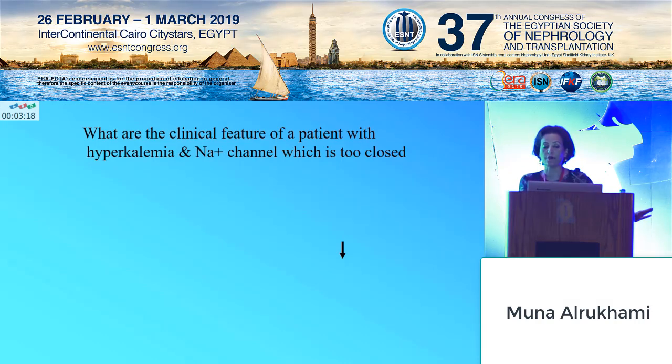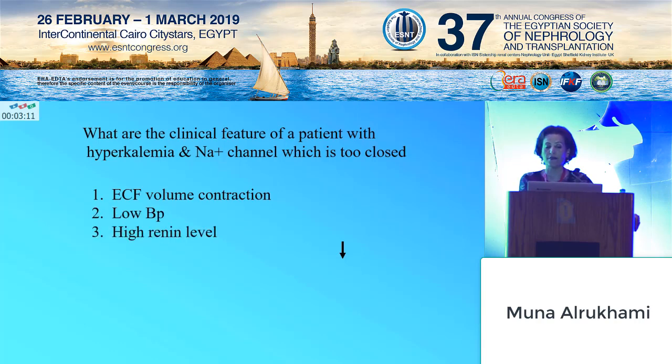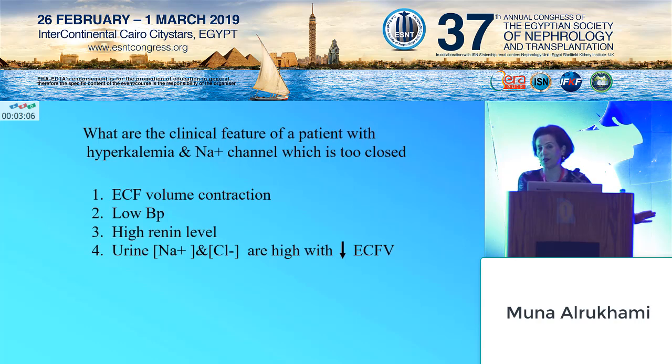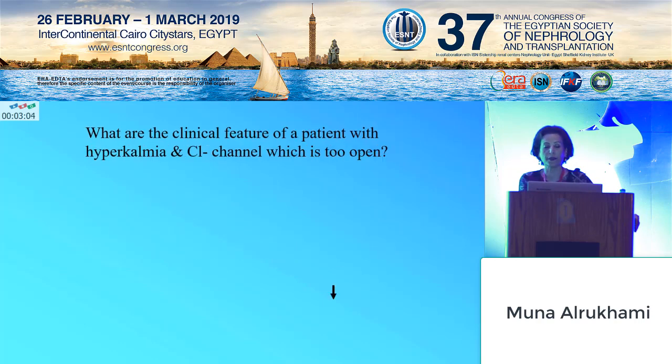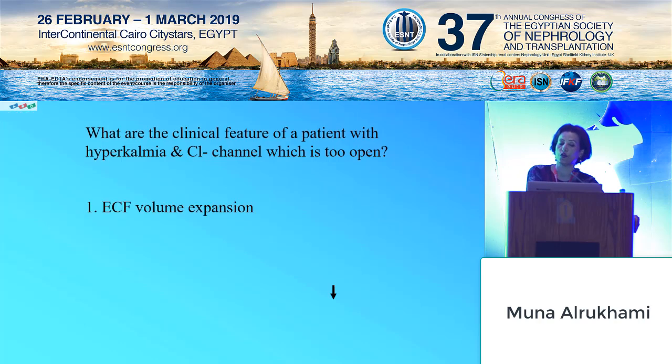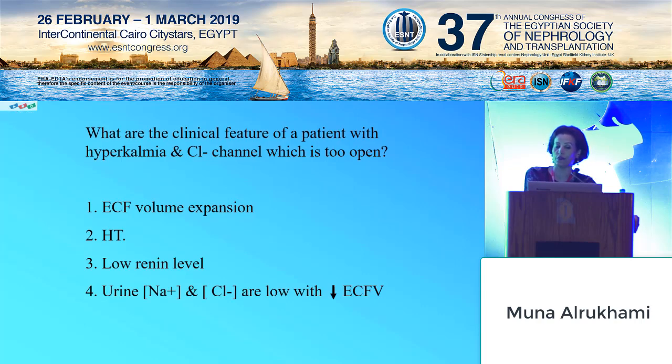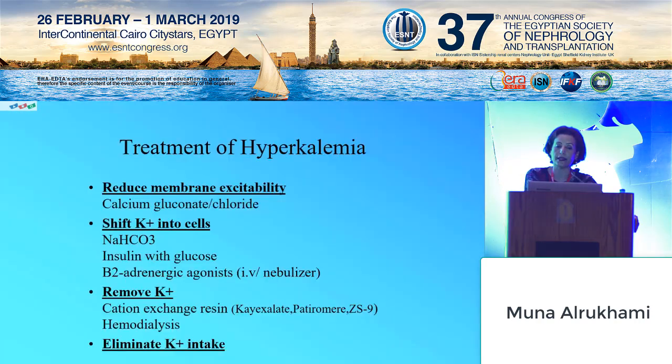So the clinical features of a patient with hyperkalemia and a sodium channel which is too closed: they will have extracellular volume contraction, low blood pressure, high renin level, and they will have salt losing in the urine despite extracellular volume depletion. What about the clinical features of a patient with hyperkalemia and a chloride channel which is too open? They have extracellular volume expansion, hypertension, low renin level, and the urine sodium and chloride will be low if the patient has extracellular volume contraction. And this is the diagnostic approach.